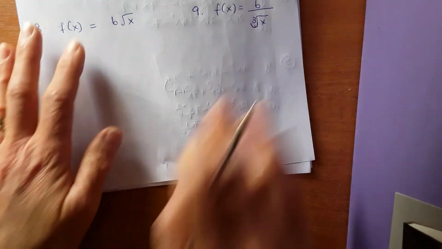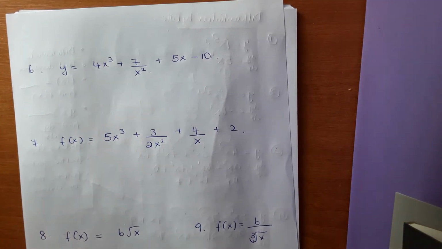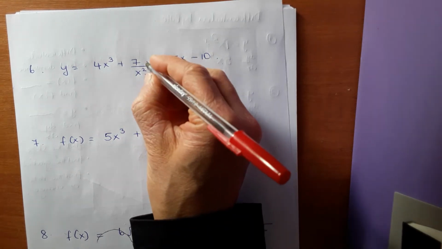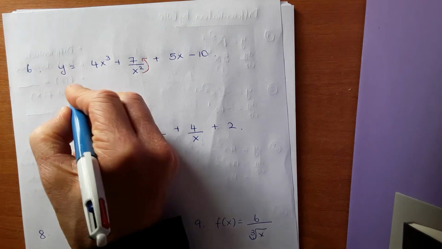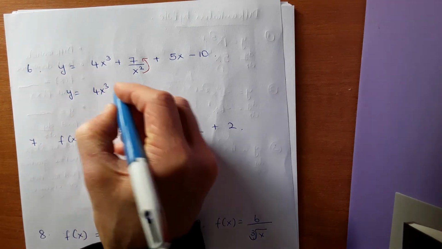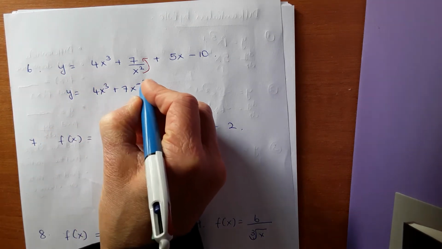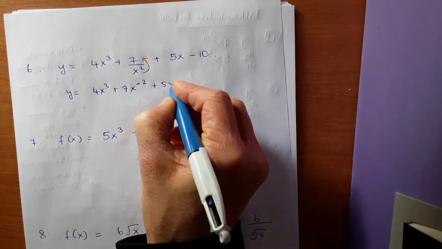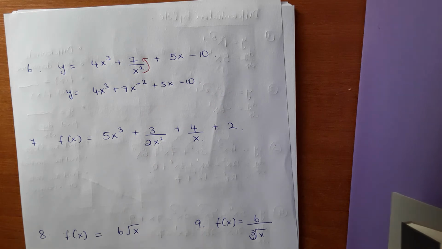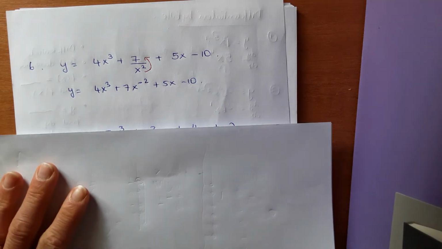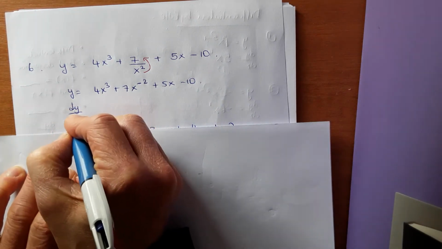I'll keep going. This one again needs to be rearranged. So this has to come up. The 7 stays where it is. So y is equal to 4x cubed, 7x to the power of negative 2, plus 5x minus 10. Now differentiate it. So when you differentiate this, you will get dy dx.